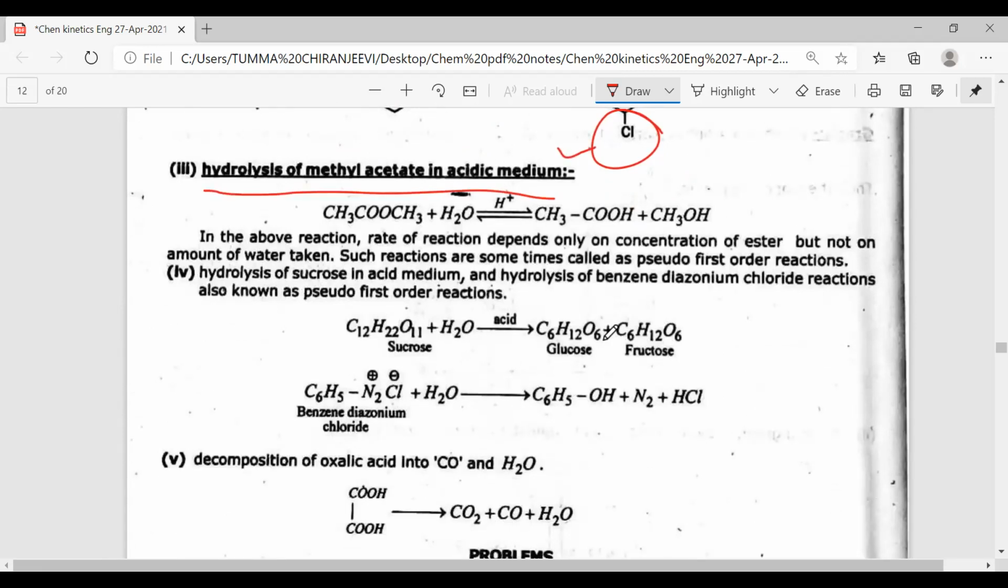And the third one, see this one. What is the best example for this one? Here it is the hydrolysis of methyl ester in acidic media. Hydrolysis of methyl ester, that means an ester. Here it is methyl ester, and hydrolysis in the presence of acidic media converts it into acetic acid and alcohol. In this reaction, the rate of the reaction depends only on the ester, but not on the amount of water taken.